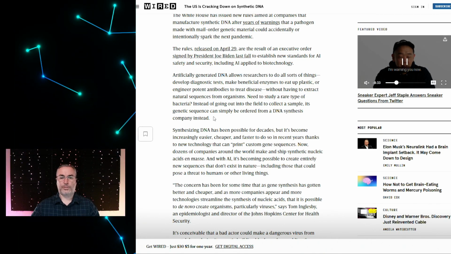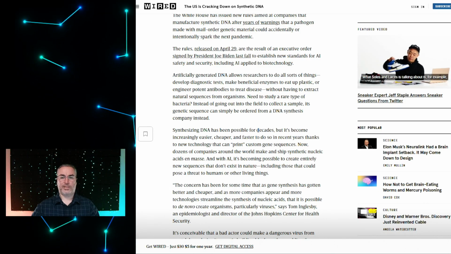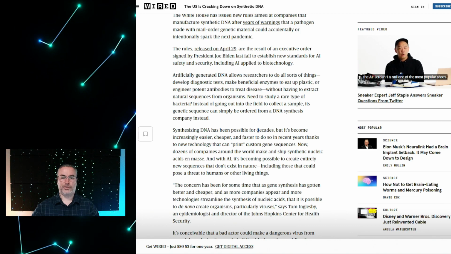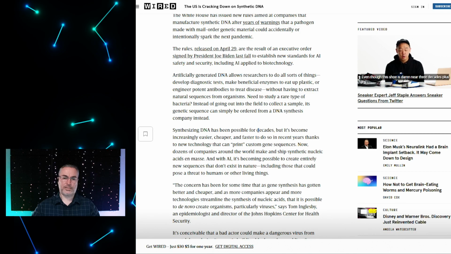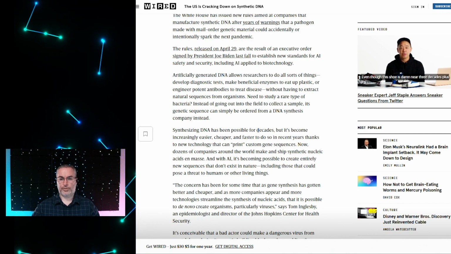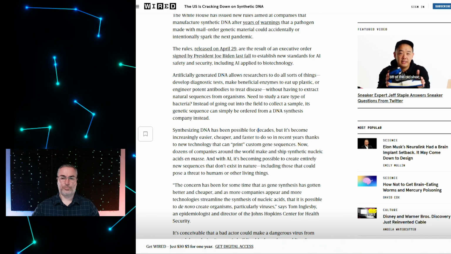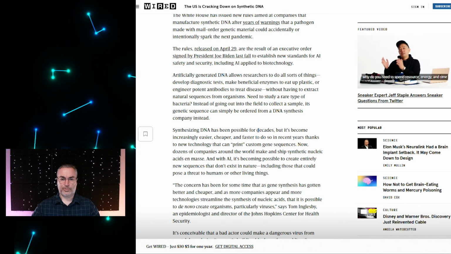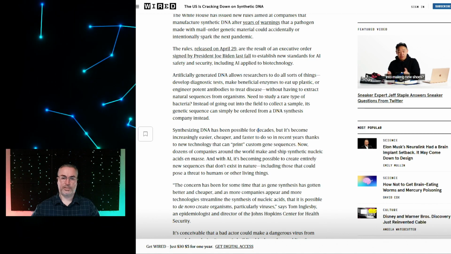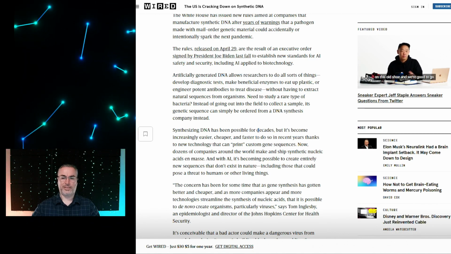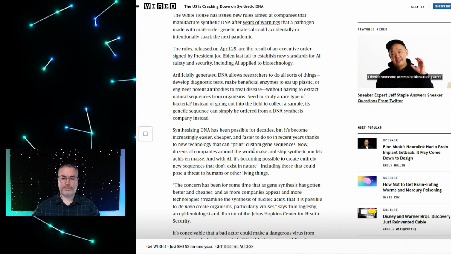And while you do that, we'll talk about this artificially generated DNA, which allows researchers to do all sorts of things, develop diagnostic tests, make beneficial enzymes, eat up plastic, or engineer potent antibodies to treat disease without having to extract natural sequences from organisms. Need to study a rare type of bacteria, instead of going out into the field to collect a sample, its genetic sequence can simply be ordered from a DNA synthesis company instead. They're manufacturing DNA.